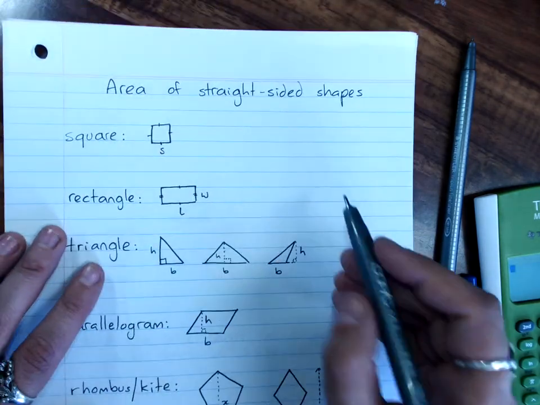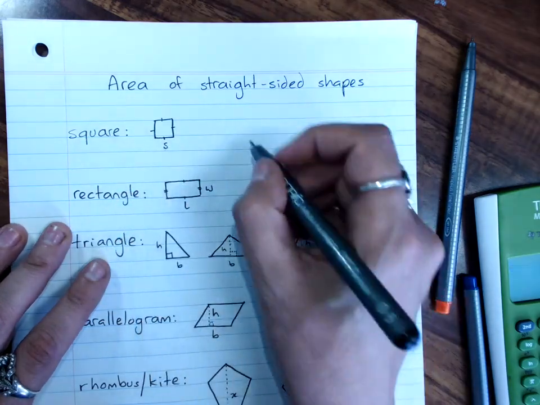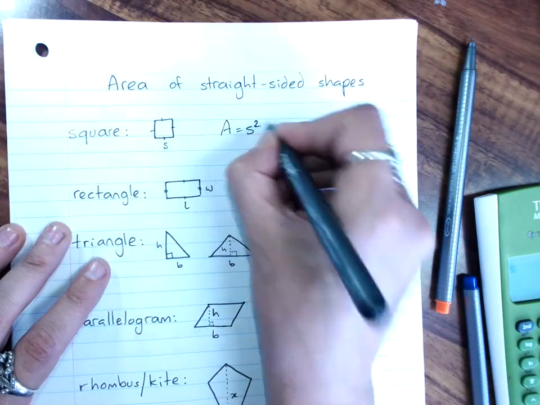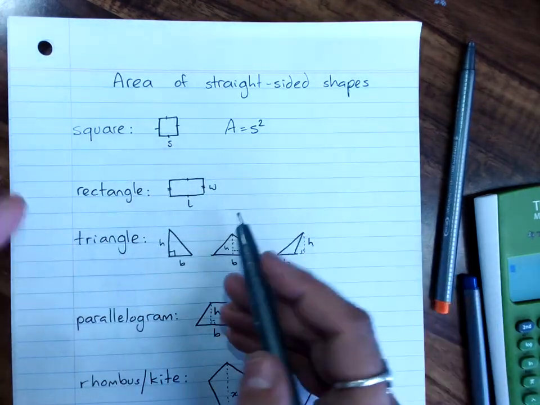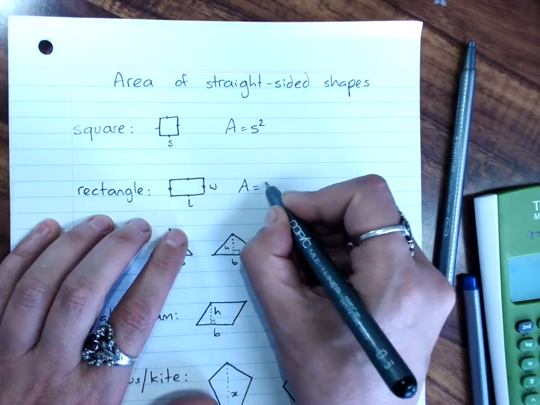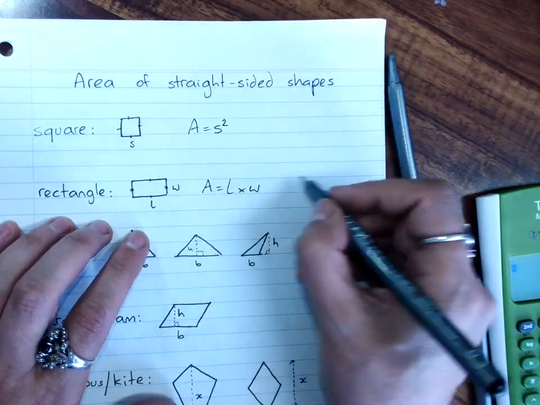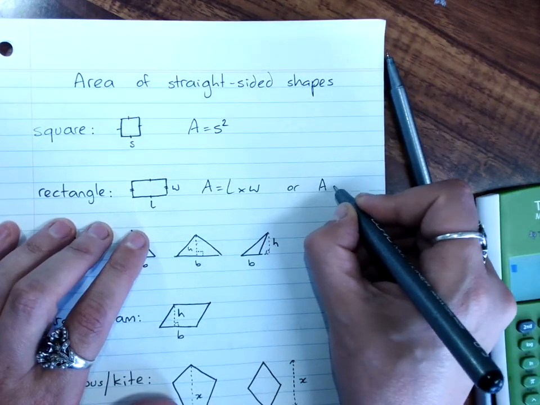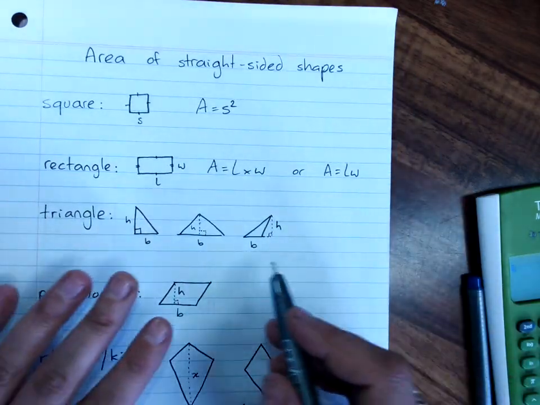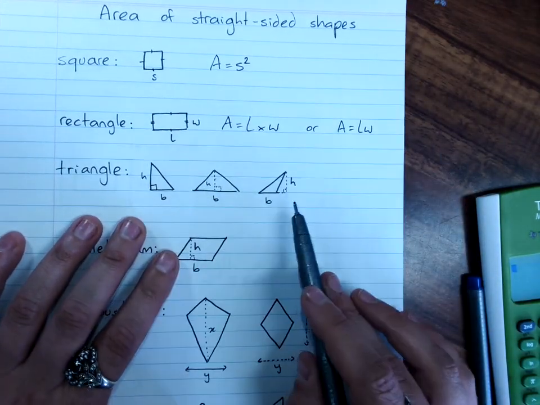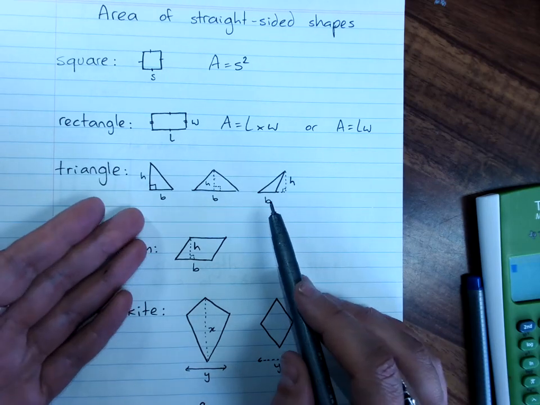So the area formula for a square, this is S for side, area is side squared, side times side. They're at right angles, it's like a rectangle. Rectangle, area is length times width. You don't have to write the times, so you can write area is length times width, like that. The triangle, now remember we can get all sorts of different shape looking triangles.